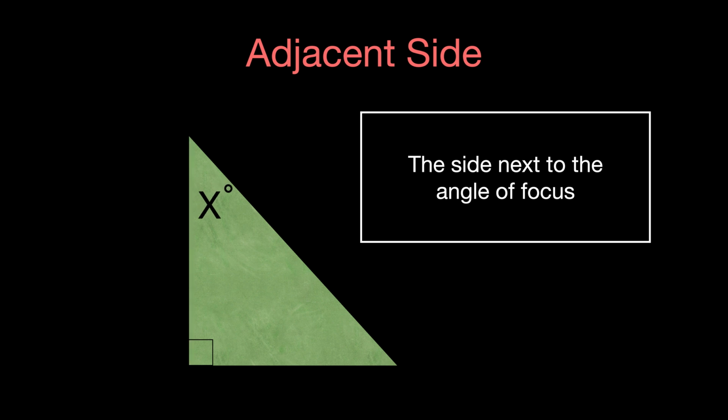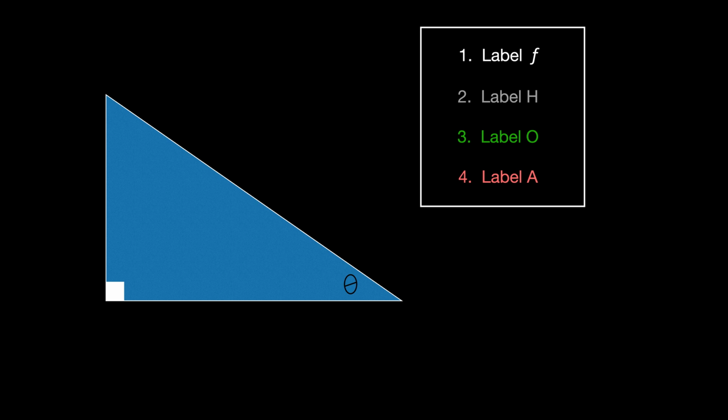If we move the angle of focus down here, A is going to be right down there, right next door. So let's take a triangle and label our sides and angles. First, we're going to label the angle of focus. Second, we're going to label the hypotenuse, again, across from the 90-degree angle. Then we're going to label O. So first, you find the angle of focus, and then O is opposite the angle of focus, and then A is right next door to the angle of focus.